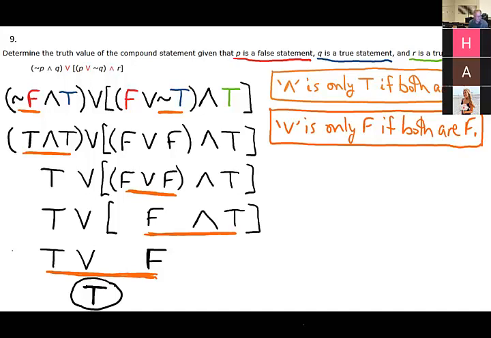Anything about that before I go on to number 10? Again, I'm recording this, so I should be able to put this up later so you can have it to go back and refer to if you need to.